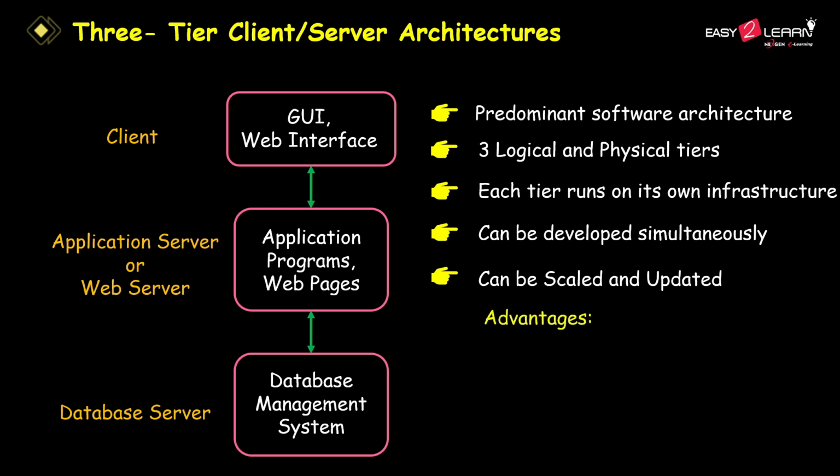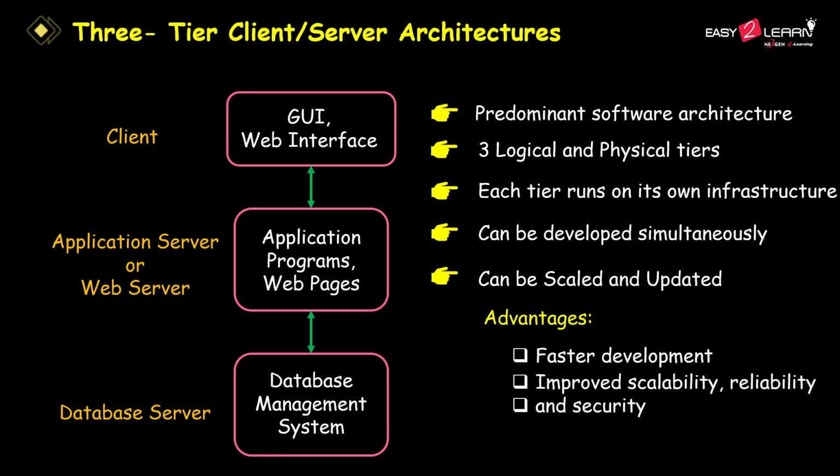The key benefits of the three-tier architecture. The first one is fast development. Different teams can work on each tier simultaneously. Better scalability: each tier can scale independently based on demand. And improved reliability and security: sensitive data is stored securely in the database tier, separate from application logic and user interface.